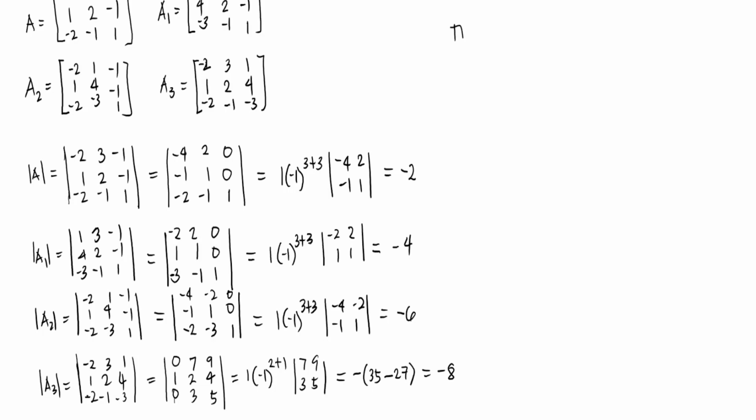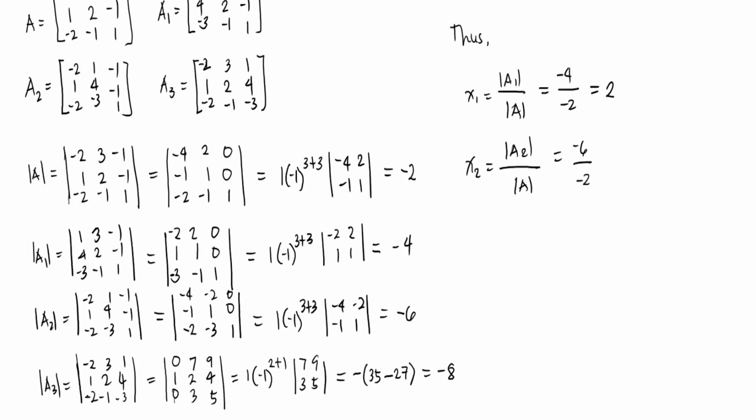So applying the formula, we will get x sub 1 is equal to the determinant of a sub 1 over the determinant of a. So this is equal to negative 4 over negative 2. So that means x sub 1 is equal to positive 2. Next, our x sub 2 is the determinant of a sub 2 over the determinant of a. So that's negative 6 over negative 2. So that's 3. And then finally, our x sub 3 is negative 8 divided by negative 2, so that is 4.